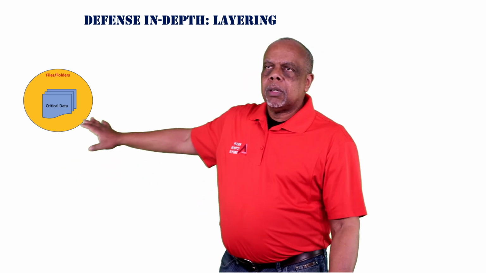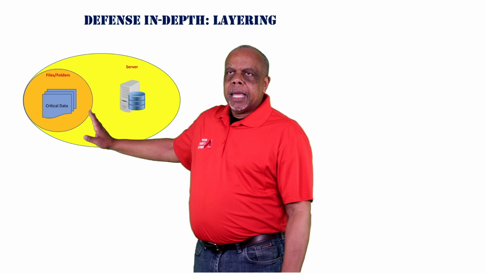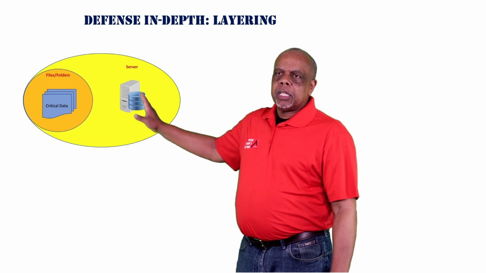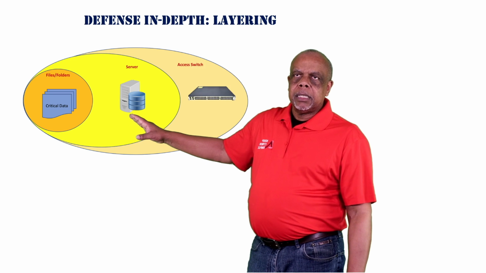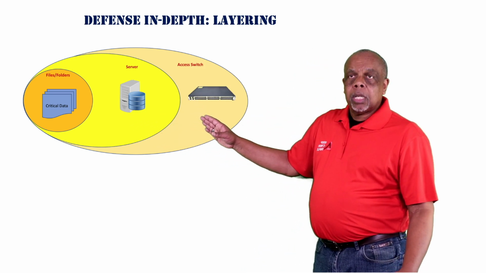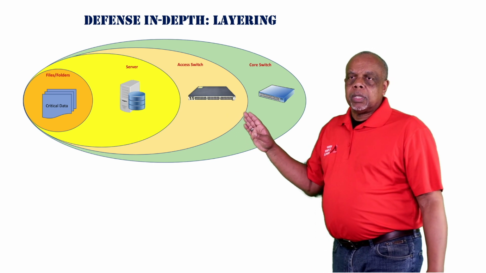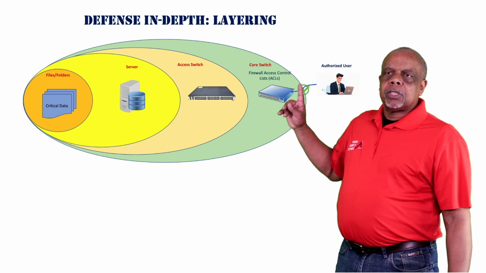Whether it's critical data sitting in a file folder, that file folder now is sitting on a server. So now you see the different rings starting to build. That server is connected to some type of an access switch. And that access switch is usually connected to a core switch in your organization. And that connects the users into your network.